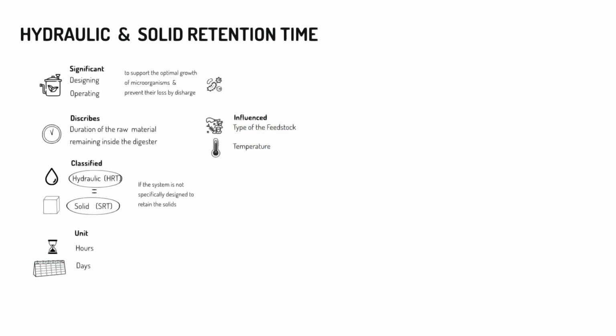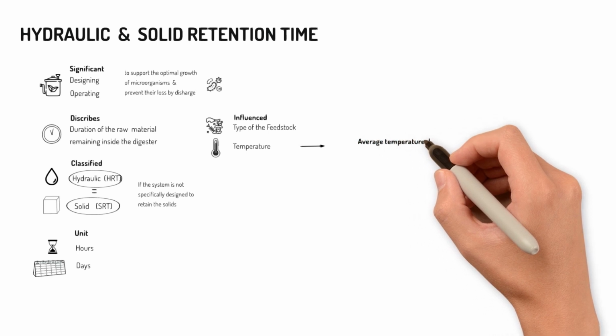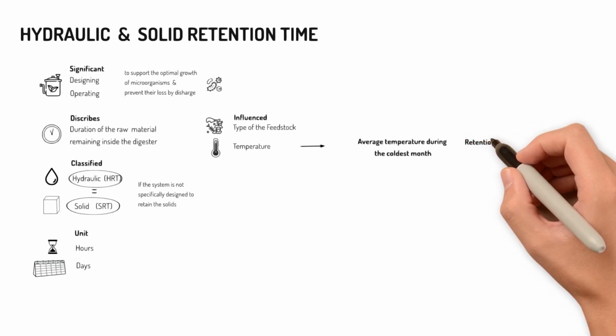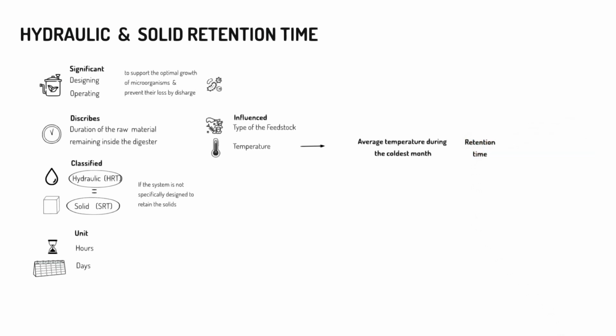Therefore, when designing such system, the average temperature during the coldest month needs to be considered, as exemplified in the following case from Vietnam, which is published as the country's guideline. The guideline offers recommendations about the retention time expressed in days for unheated digesters in different regions based on the average temperature during the coldest month.